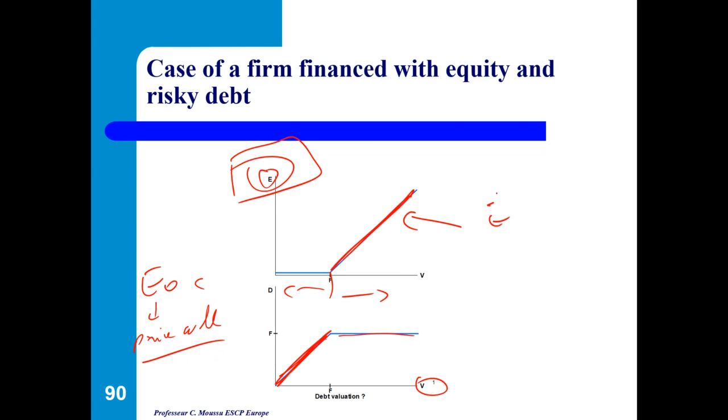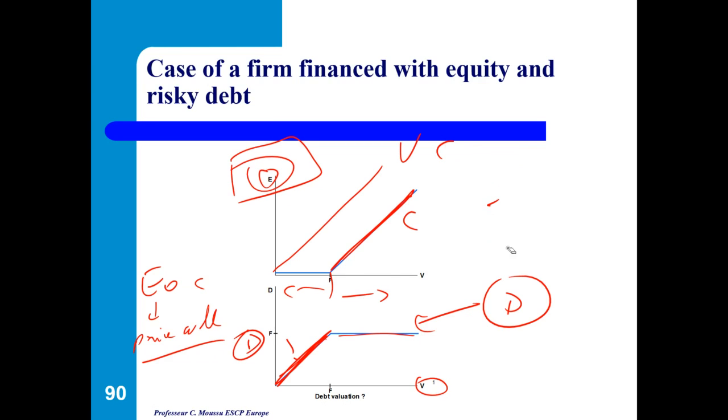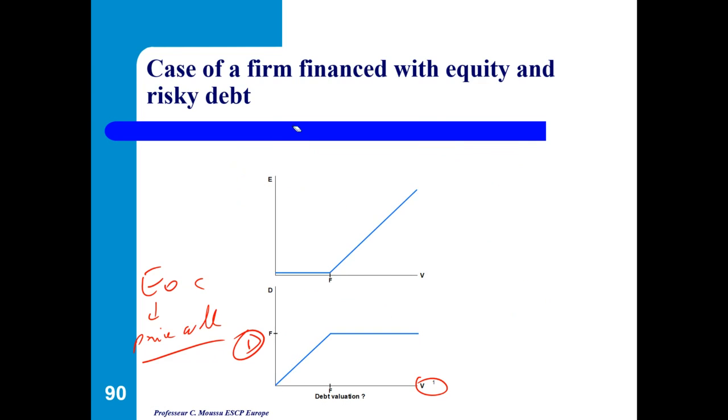Here the company is in the hands of the equity holders, here the company is in the hands of the debt holders. And if you sum up E plus D, you obtain V. That is to say, if you sum up this line and this line, you obtain V. So it's a way to split the value. And what you can see is that the way you split the value is extremely asymmetric.